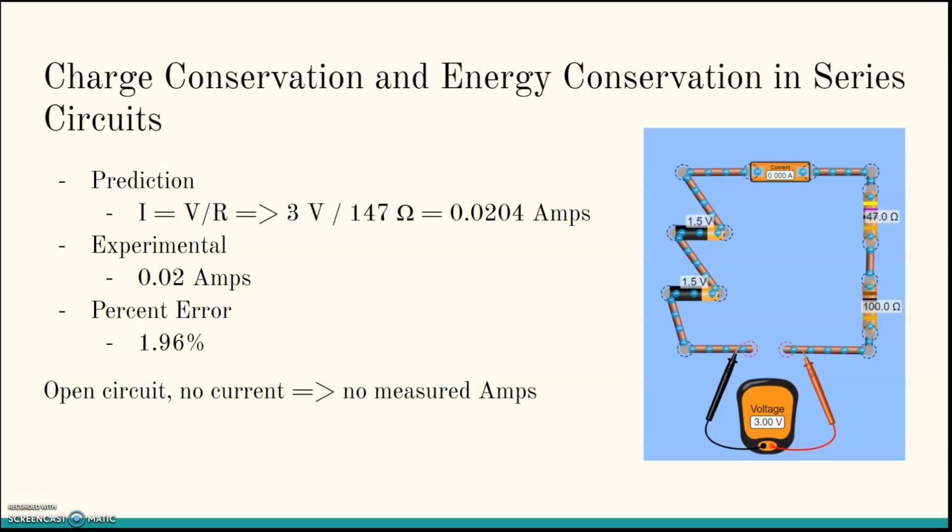Our predicted amp value, if that second ammeter were still there while using the voltmeter, is going to be 0.0204 amps. Experimentally, we found that to be a little bit different, and that was about a 2% error, so that's pretty reasonable.